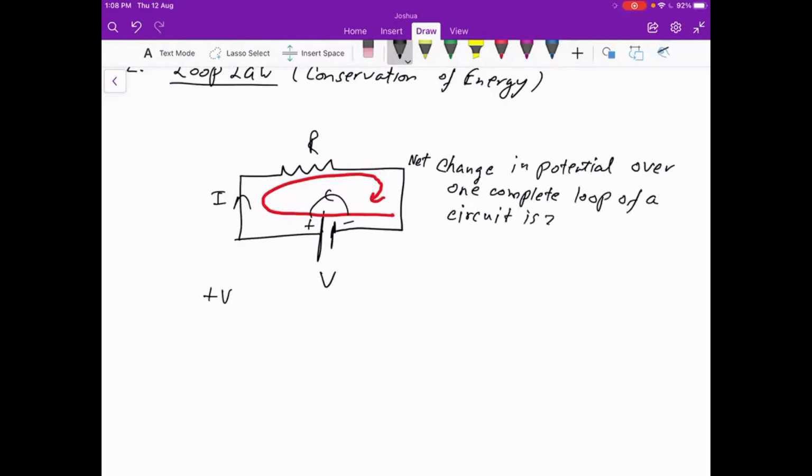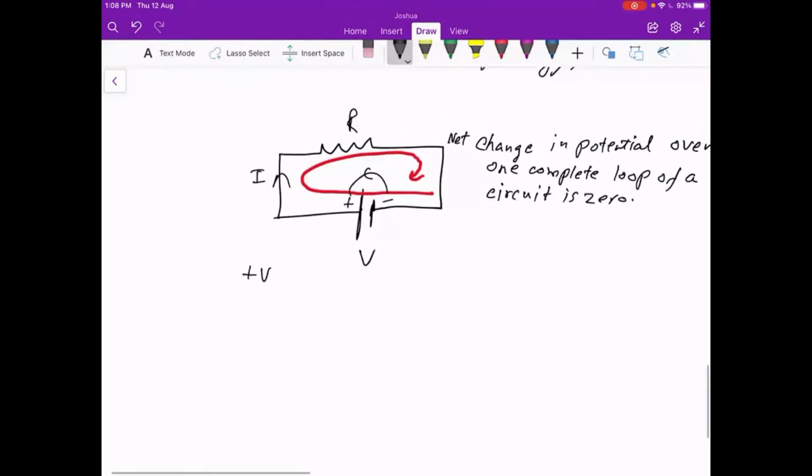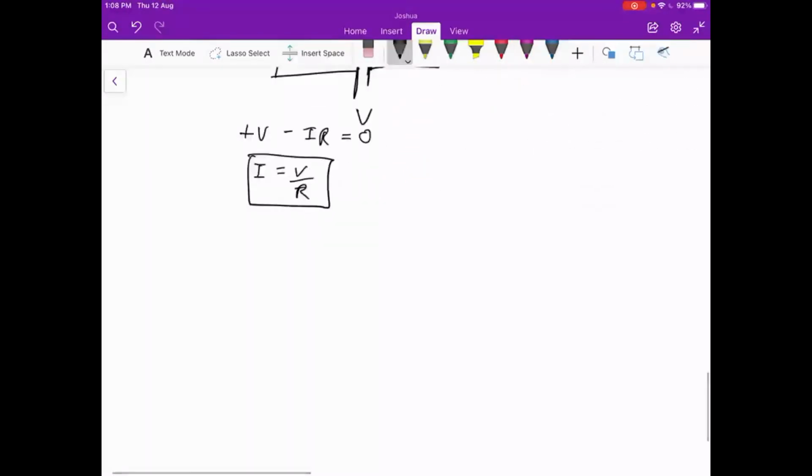is zero. So if I'm writing change in potential for the battery, it is plus V, and then I know this will be positive, this will be negative. Potential difference due to resistance is IR. That should amount to zero. So I equals V by R. We can also find this by Ohm's law. This is another method. So this was easier. Things can get complicated.